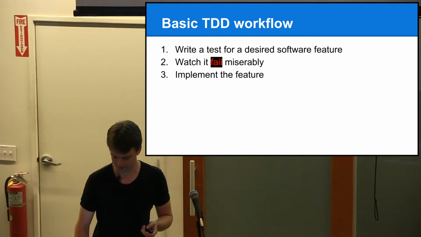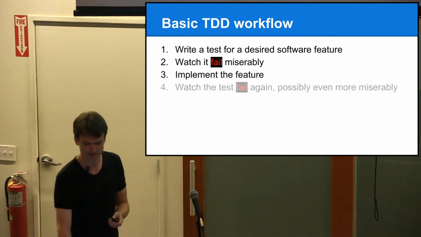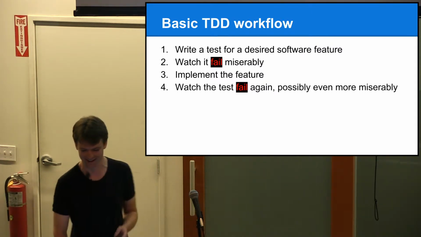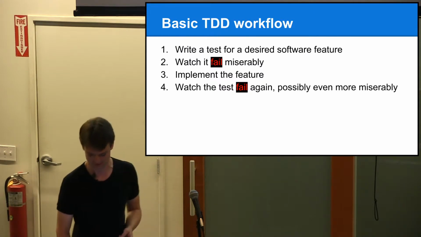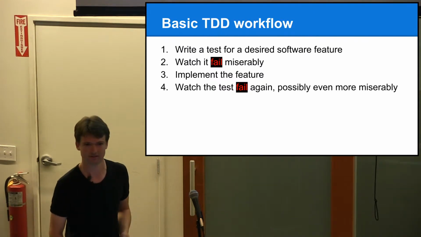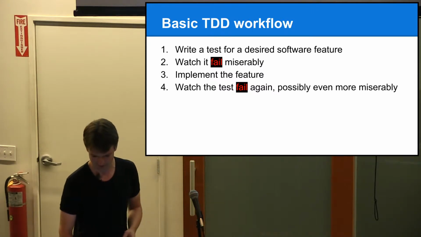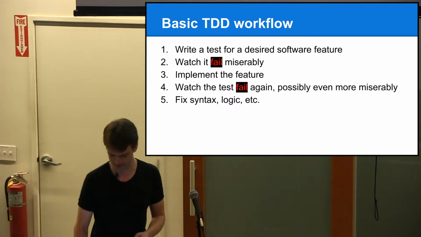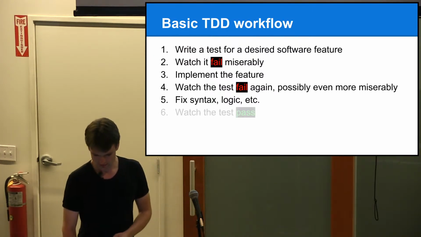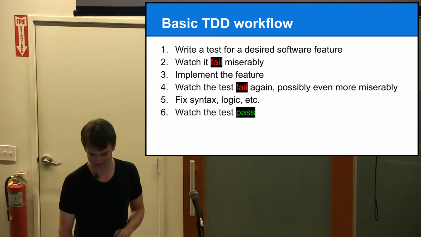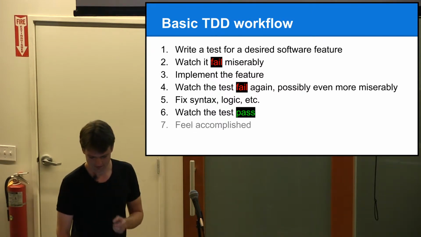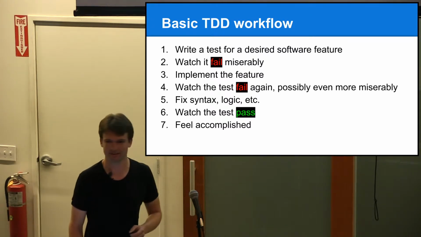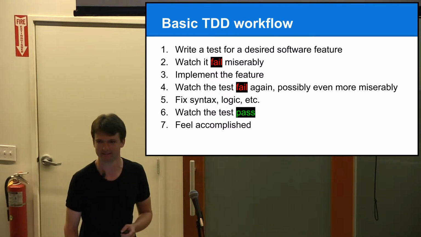Okay, so you wrote the code. The test should pass now, right? Wrong. Watch the test fail again, possibly even more miserably. We're humans after all, so we make mistakes. Don't beat yourself up about it. Step five, actually fix the syntax, logic, whatever. Just get it to pass. Step six, watch the test pass. Green. So much better than red. Step seven, feel accomplished. You should feel accomplished because you made something red turn green. It's like being at a stoplight and you get to go. Good for you.